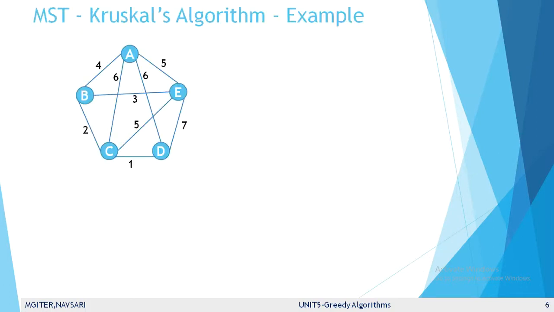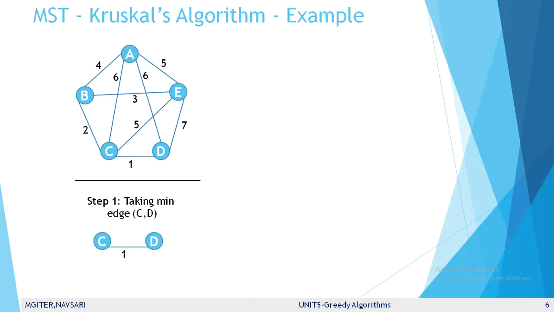Now here we see an example of Kruskal's algorithm, which contains the graph G, a connected undirected graph. The main aim of Kruskal's algorithm is to always select the minimum cost edge, but it is not necessary that the selected edge is an adjacent edge. First we select the edge with minimum weight. Here the minimum weight edge is C to D. So we select the first edge with vertices C and D.